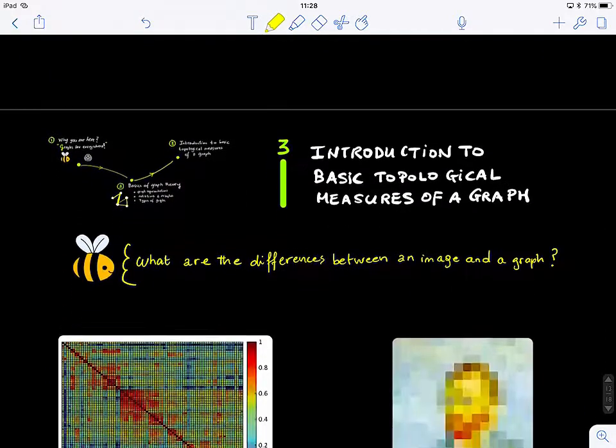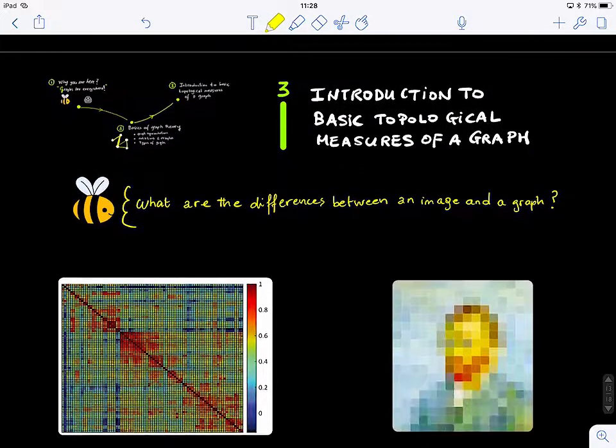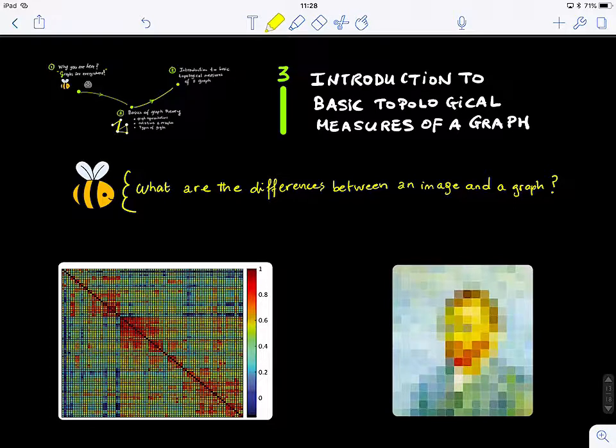Now, let's move to the last part. And the last part is just a very brief, simple introduction to the concept of a graph topology. So what are the topological properties of a graph? And when we say graphs, you guys need to remember the word topology, okay?